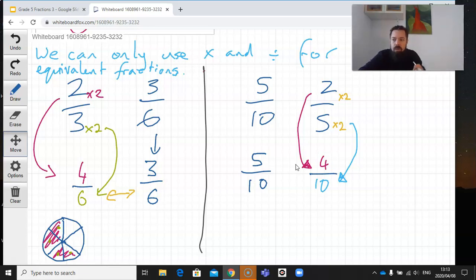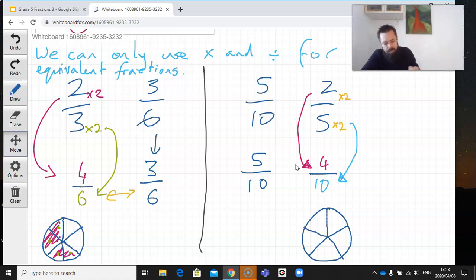Does anyone want to see the drawings? I think I can manage that. So let's first of all start off with a 2/5. See if I can draw fifths. There we go. That's roughly fifths. Let me color in. I had 2. 1, 2.